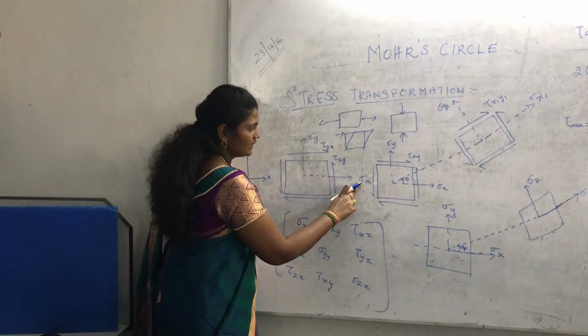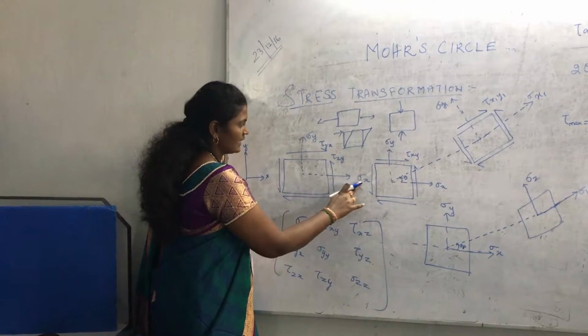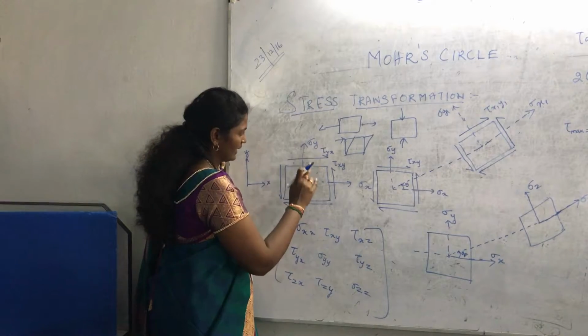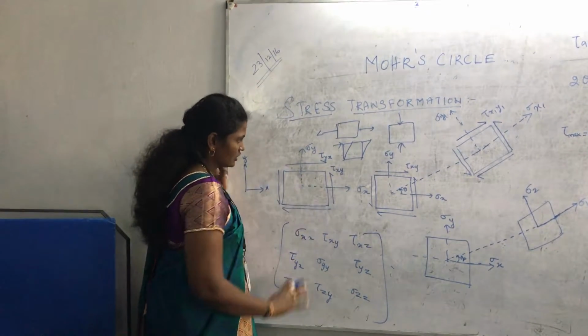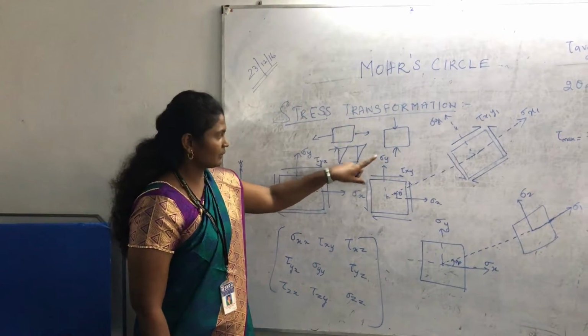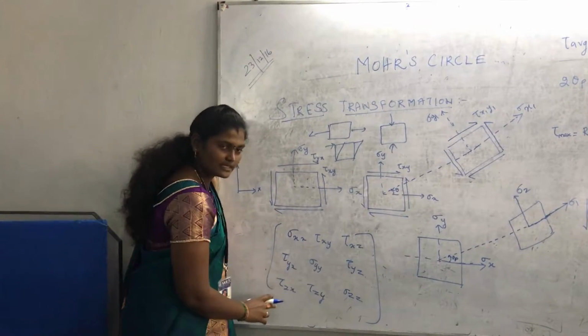So sigma x is the normal stress acting in the x direction, and sigma y is the normal stress acting in the y direction, and tau xy is the shear stress. I already explained what tensile stress, compressive stress and shear stress are. So these are called a stress tensor.